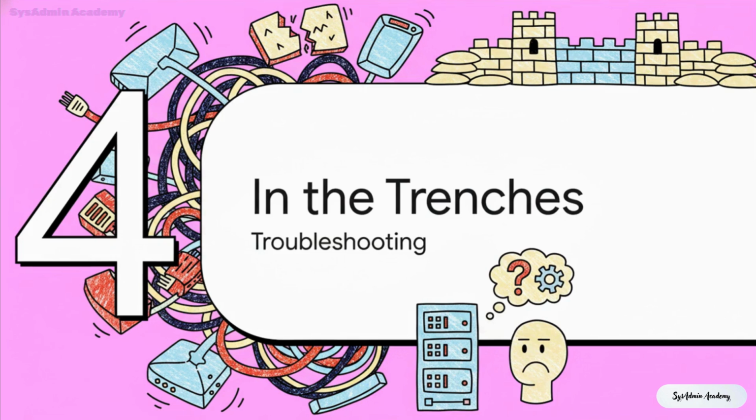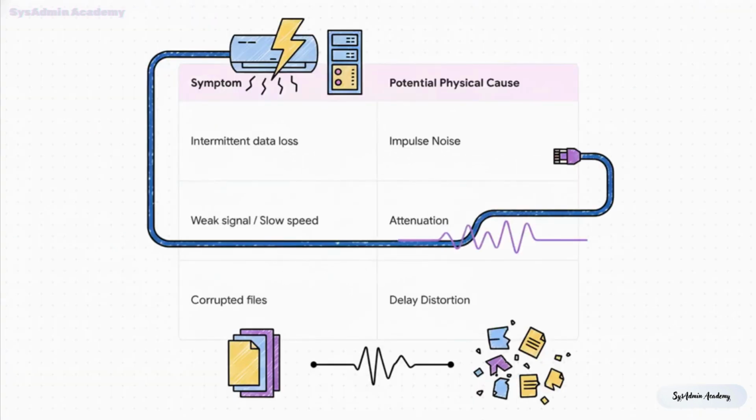So I know this all might seem a little abstract, but for a system administrator, this is the battlefield. This is what's happening in the trenches every single day. Users don't report delay distortion. They report that the internet is down or my files are corrupted. And it's our job to be the detective to translate that symptom back to its physical cause. Let's look at this with a diagnostic mindset.